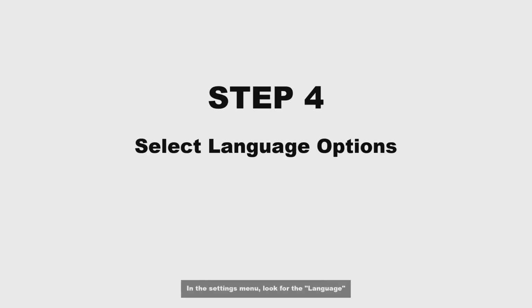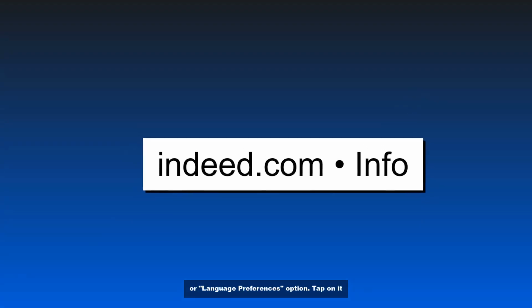Step 4. Select Language Options. In the Settings menu, look for the Language or Language Preferences option. Tap on it to view the available languages you can choose from.